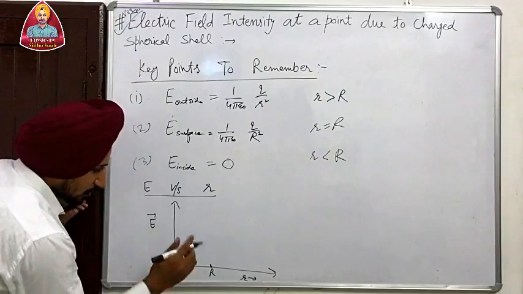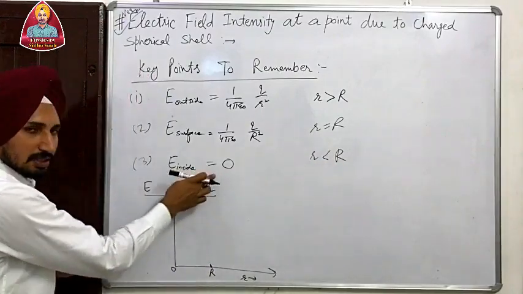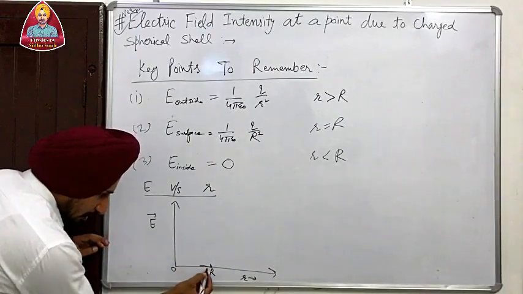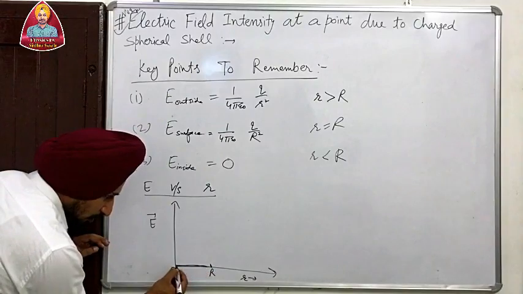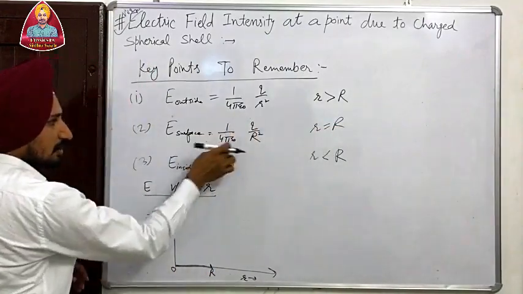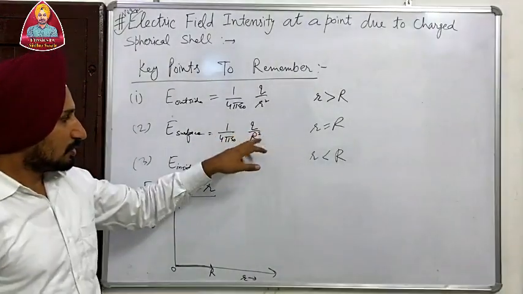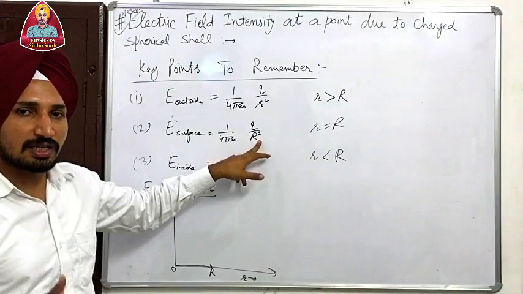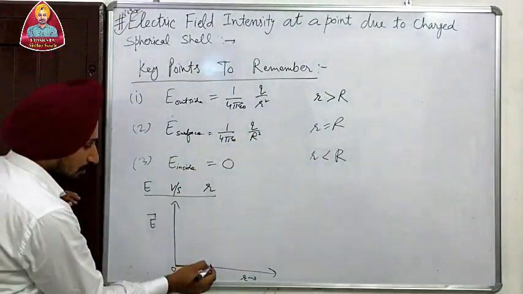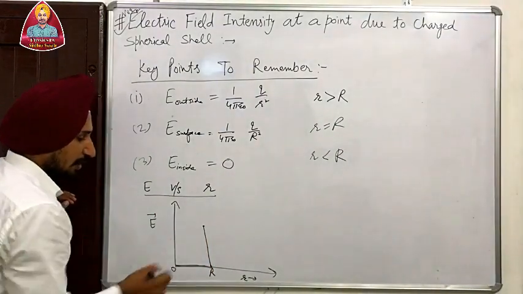So for small r less than capital R, in this region, electric field is 0. It means for r less than R, electric field is 0. At point R, electric field is a constant value. The radius of the spherical shell is constant, so electric field intensity is also constant. So we can say it is the maximum value at point R.